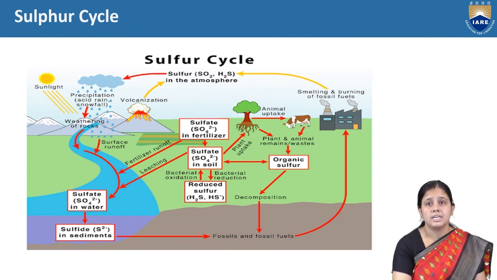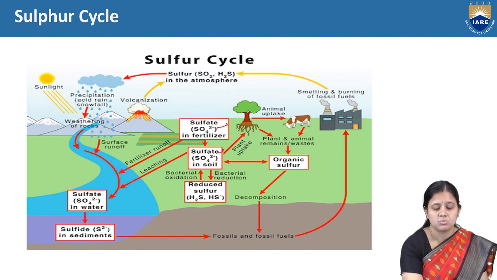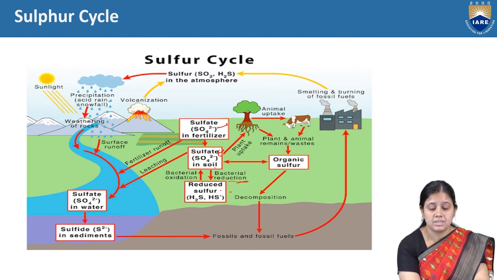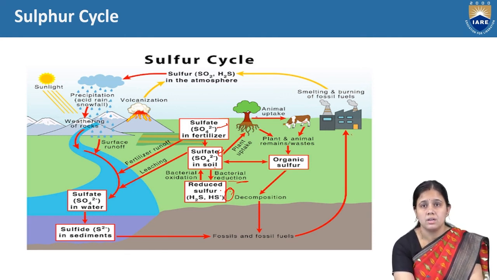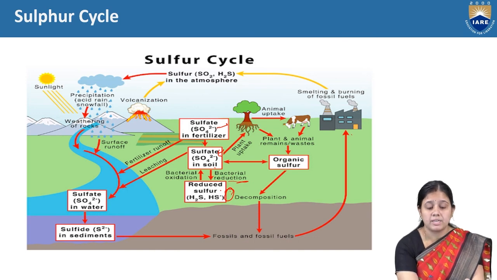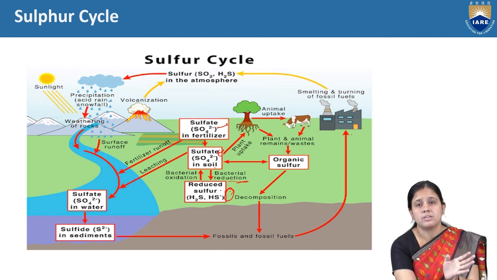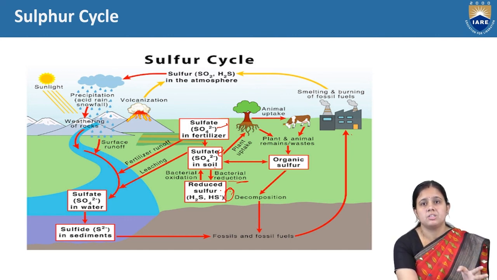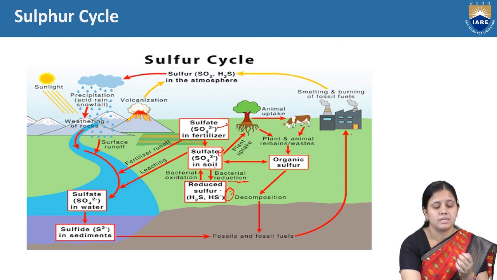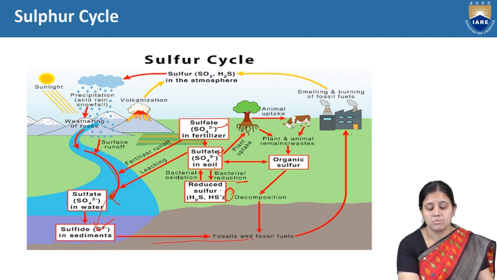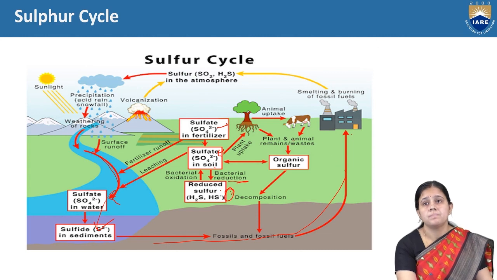Sulfur is in the form of sulfate, which is used in fertilizer. Sulfate is there in the soil, then reduced sulfur, and through the action of bacteria, sulfur gets into the sediments of the soil. Fossil fuel is used in industry, and from industry the sulfur gets back into the atmosphere. Volcanic activity is the natural process for releasing sulfur into the atmosphere, along with the weathering of rocks, acid rain, and snowfall. Through surface runoff, sulfur gets into the sediments in the form of sulfide, which is used by fossil fuels, and industry smoke releases it again.